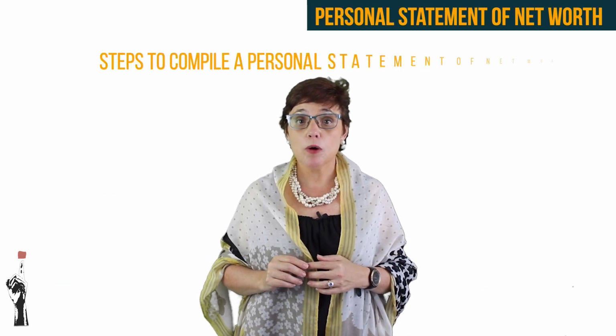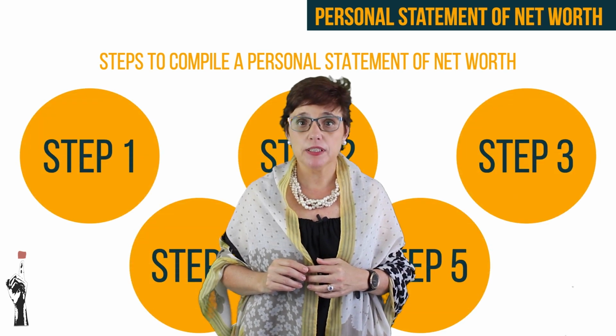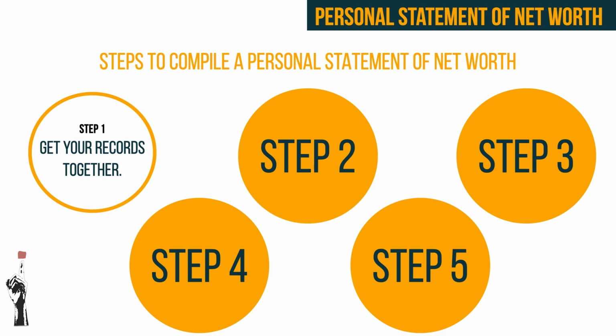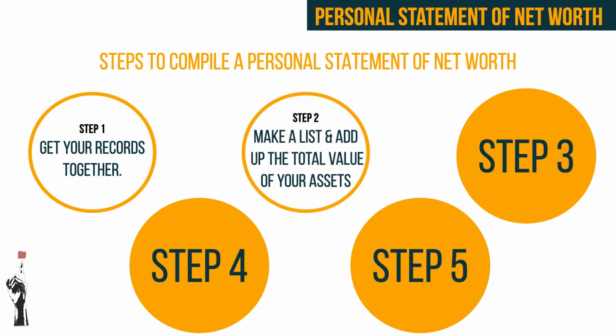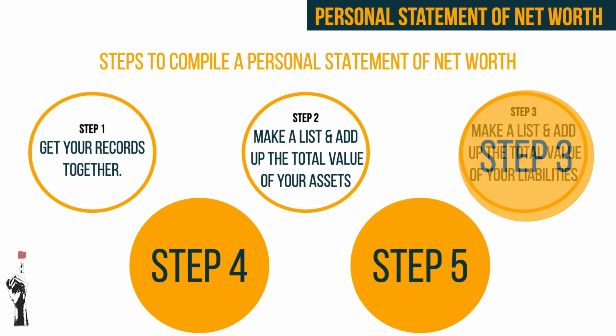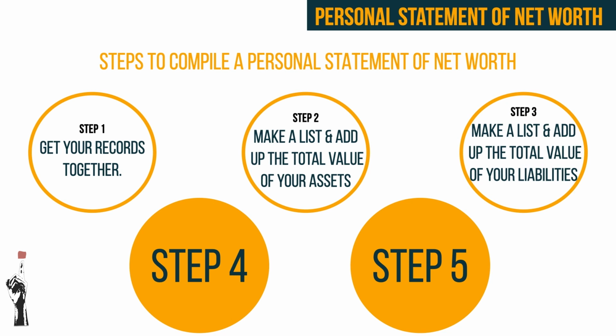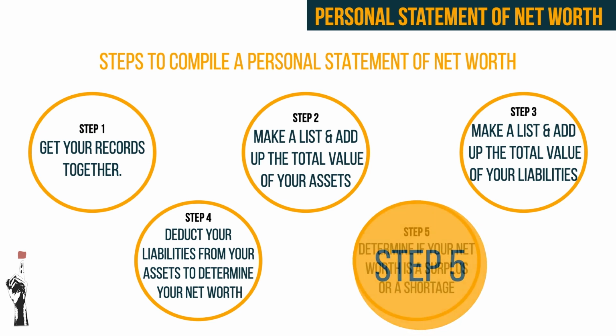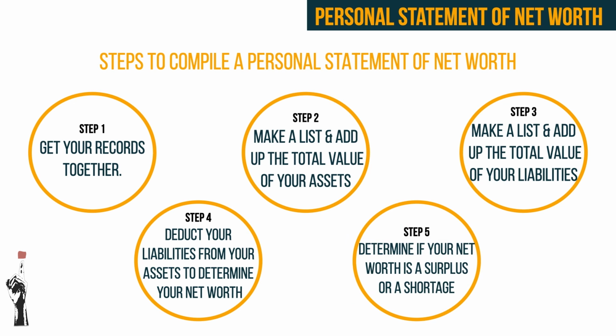Here are steps to compile a personal statement of net worth. Step 1: get your records together. Step 2: make a list and add the total value of all your assets. Step 3: make a list and add the total value of all your liabilities. Step 4: deduct your liabilities from your assets to determine your net worth. And the last step, step 5: determine if your net worth is a surplus or a shortage.